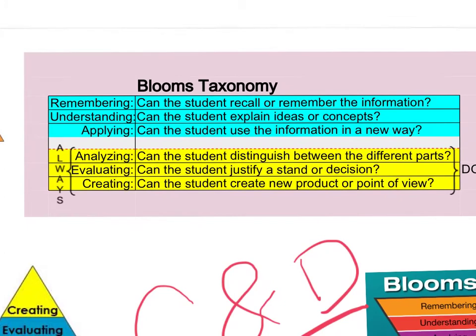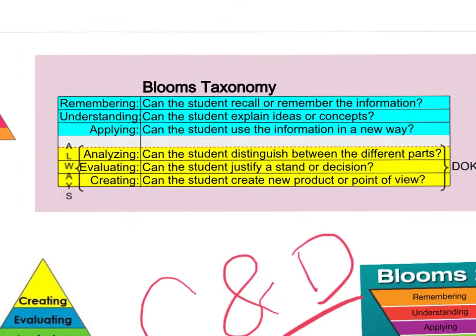You can see that remembering is at the bottom end, or the lowest level of cognitive skill, and remembering requires students to recall or remember information. Understanding, students can explain ideas or concepts. Applying is the use of information in a new way. Then we see a little bit of a break there, and I'll explain that break in a few moments. But analyzing is next, when students can distinguish between different parts. Evaluating, when a student is able to justify a stand or decision. And creating, when a student can create a new product or point of view.